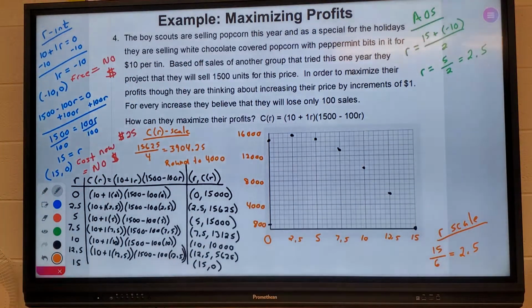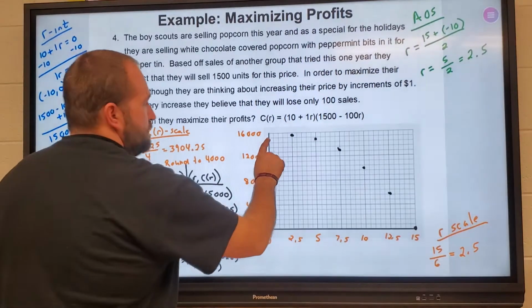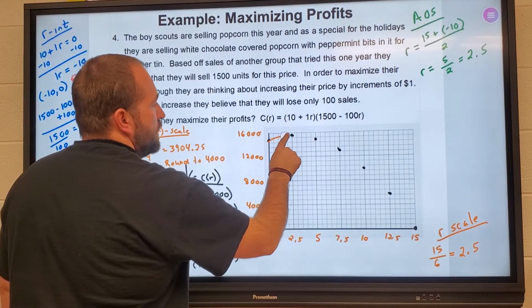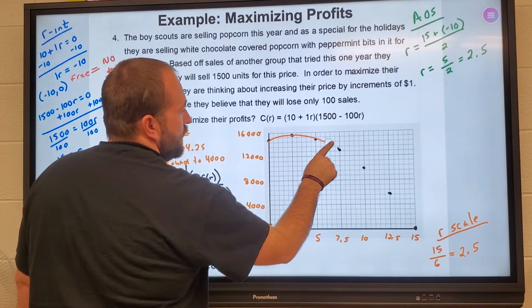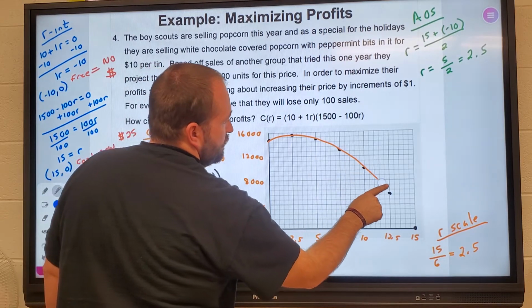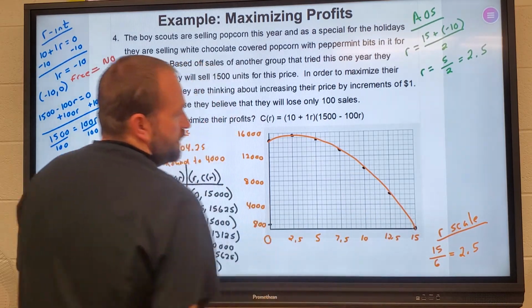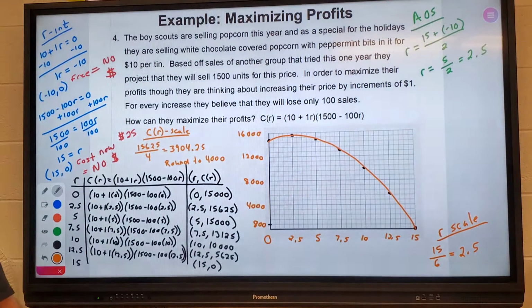Again, then nice smooth transitions. I'm going to go from here. I go up and smooth it out. And then I go gracefully down to the bottom. Okay, again, stopping there, not putting an arrow.